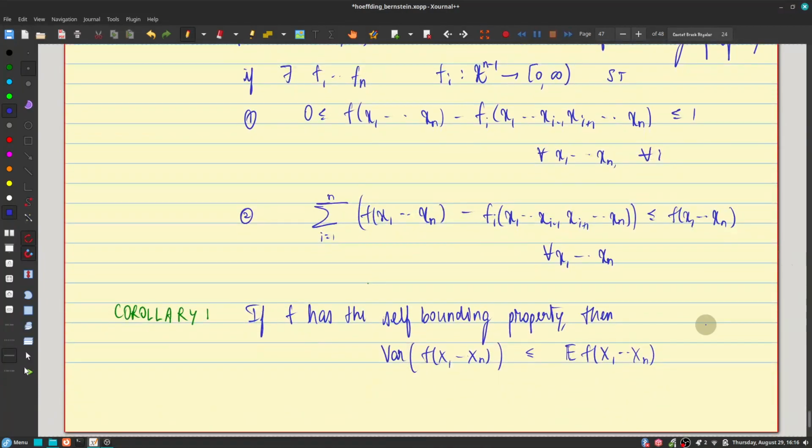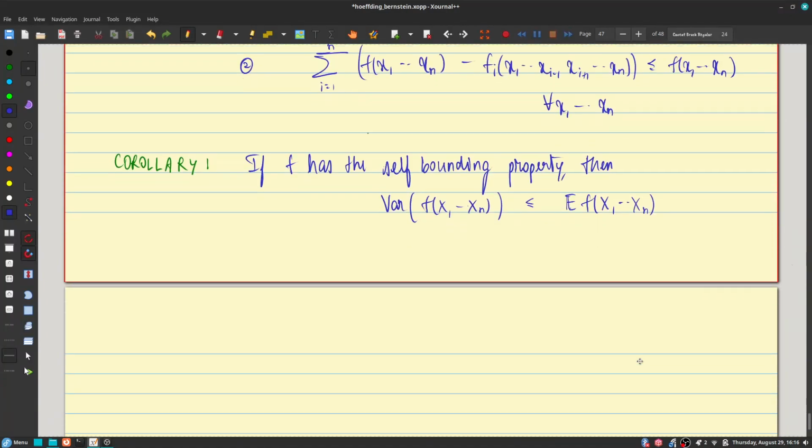And the nice property is that using the Efron-Stein inequality, you can show that if f has the self-bounding property, then the variance of f of x1 through xn is upper bounded by the expectation of f of x1 through xn. Yeah, so you need some way to compute the expectation. That's a different story. But even if you're not able to find the expectation directly, just using the Chebyshev inequality, it gives you some sort of a tail bound.